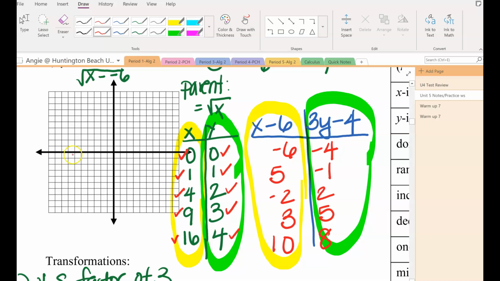Negative 6 is going to be negative 4. So there's negative 6, negative 4. This was supposed to be negative 5, sorry. Negative 5 is going to be negative 1, so it's right there. Negative 2, go up 2. Positive 3, up 5. And positive 10, go all the way to 8. So there are the new points for our radical function.